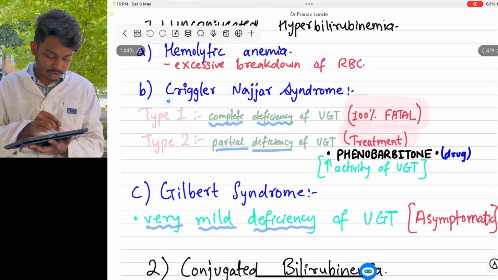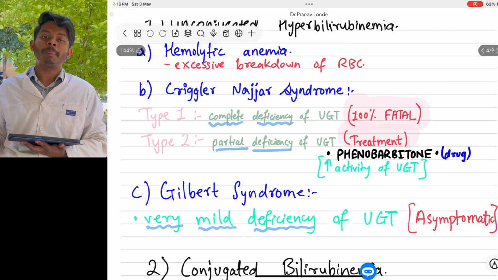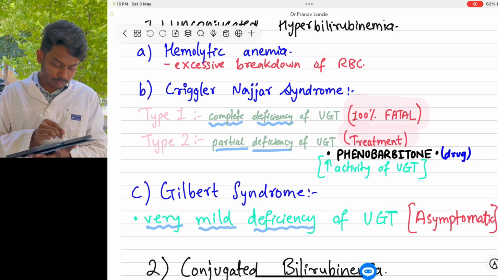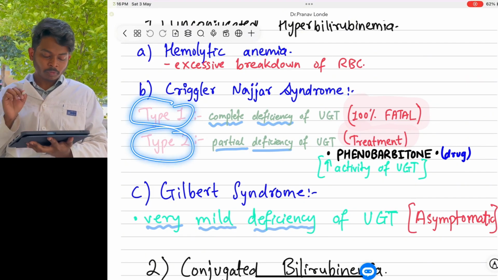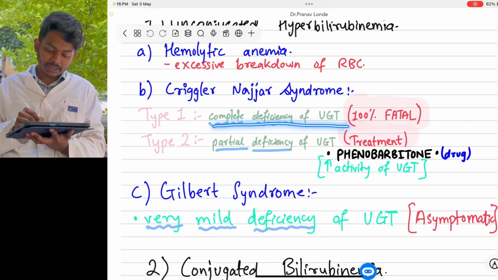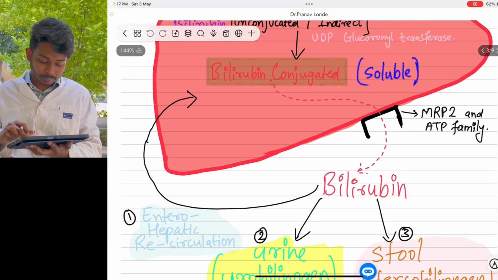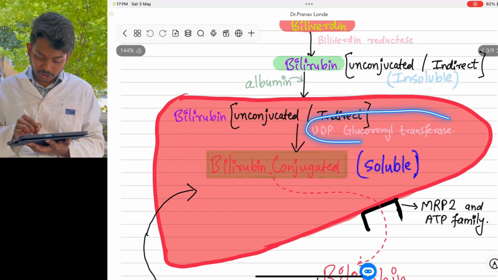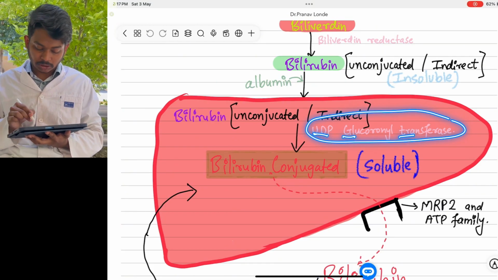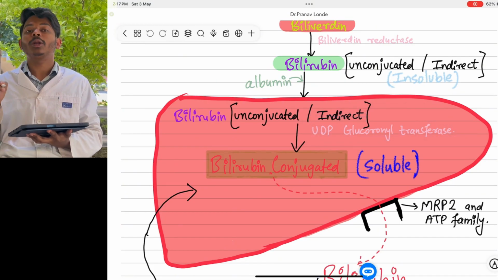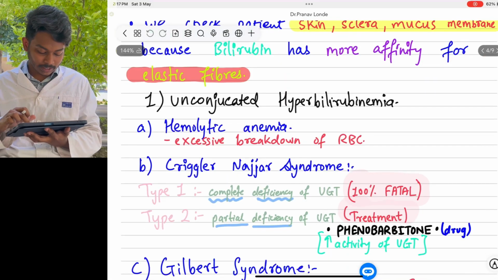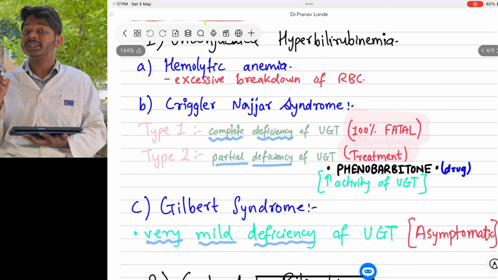Second is a syndrome called Crigler-Najjar syndrome. It is of two types, type 1 and type 2. Type 1 means complete deficiency of UGT. What is UGT? I told you before in the bilirubin metabolism. This one, UGT, UDP glucuronosyltransferase enzyme. What happens in type 1 is there is complete deficiency of this enzyme.